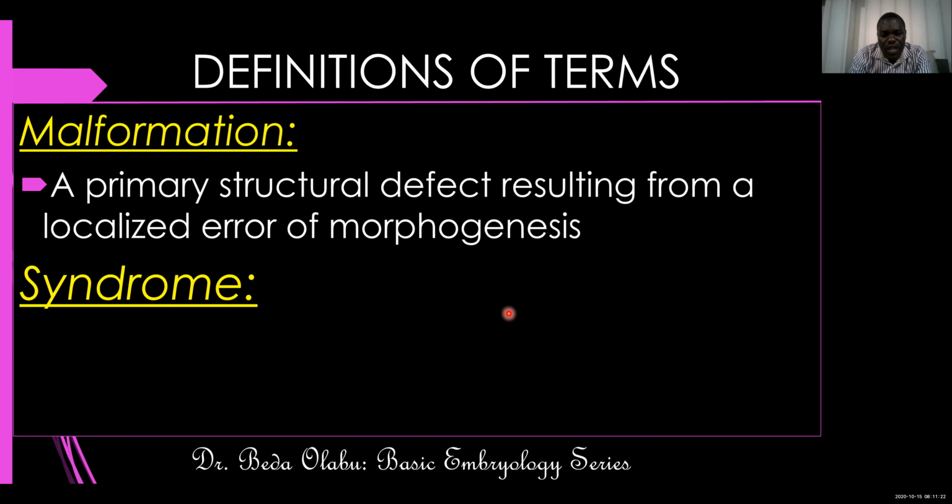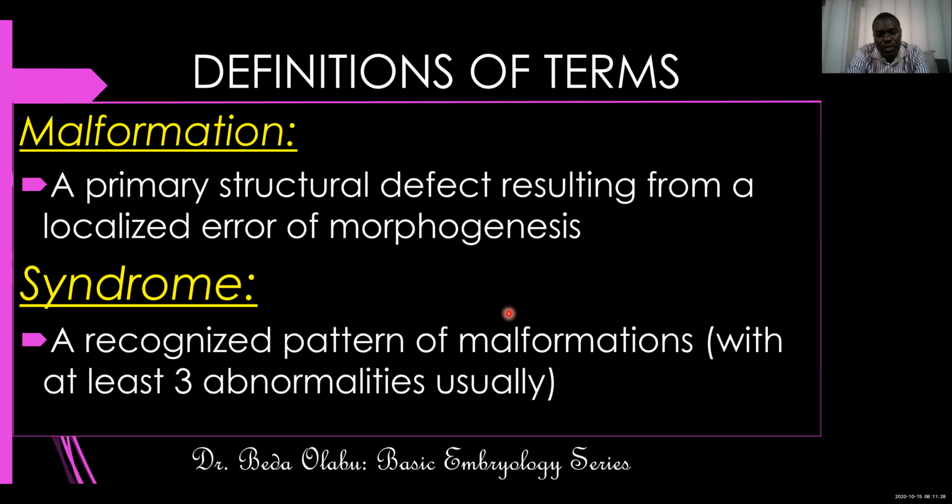But the other term I want us to define is a syndrome. A syndrome is a recognized pattern of abnormalities. Now, they don't have to be structural, but a recognized pattern of abnormalities. Usually, a syndrome will have at least 3 abnormalities that occur together. So in one syndrome, you're going to get at least 3 abnormalities that tend to coexist with some level of prediction. We call that a syndrome.